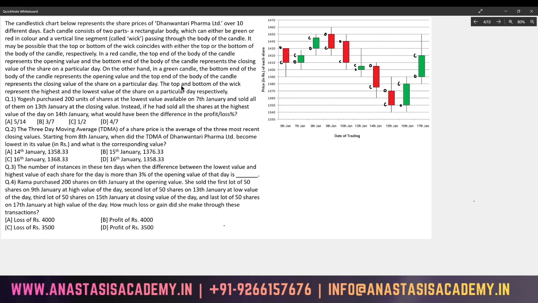The top and bottom of the wick represent the highest and the lowest value of the share on a particular day, respectively. So the top and the end refers to highest and lowest. We know closing, opening. We also know highest and lowest.